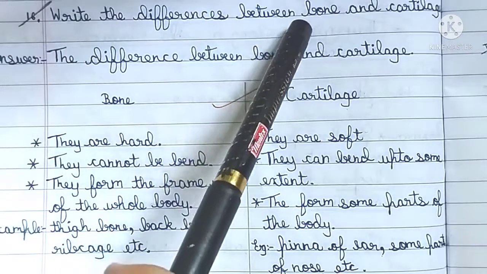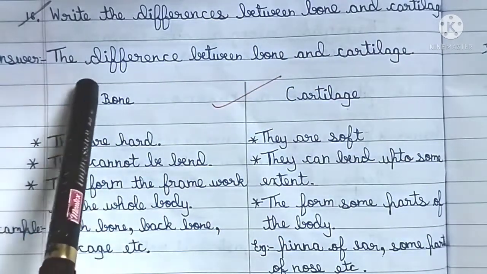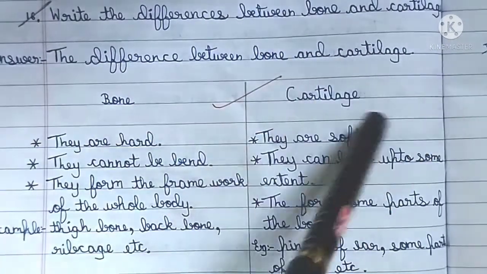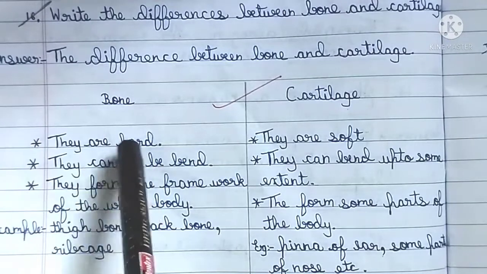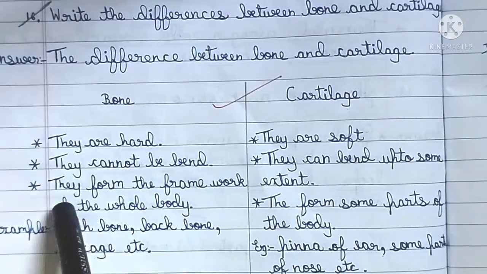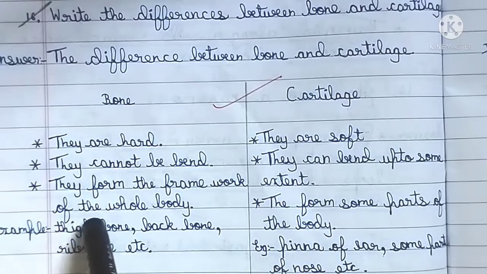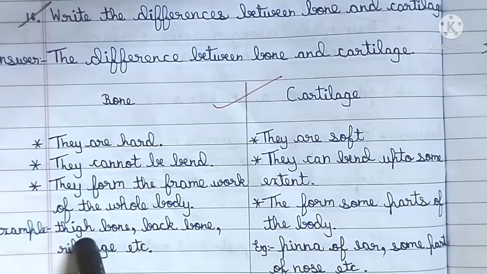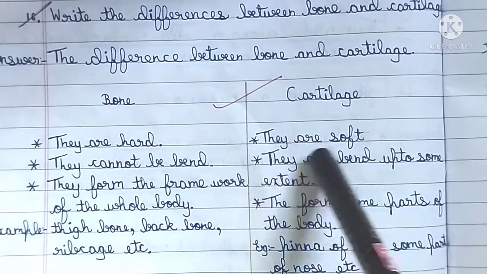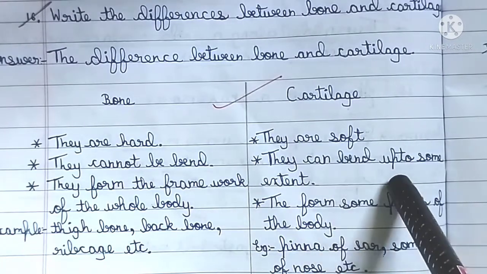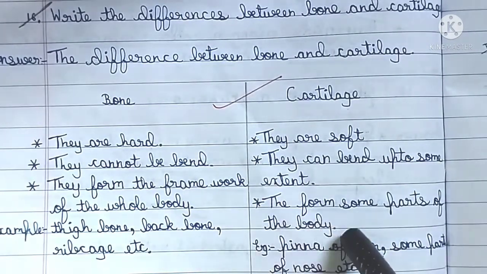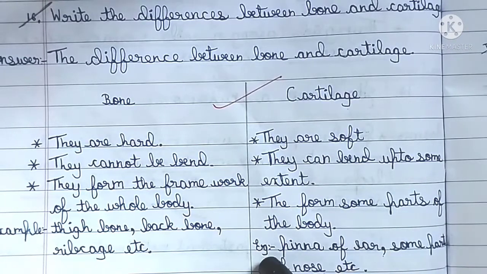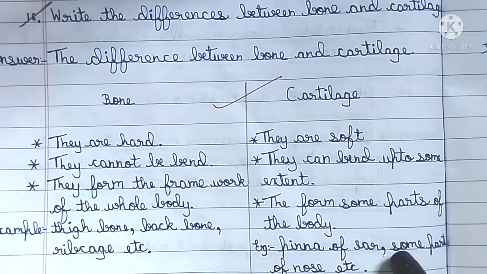Write the differences between bone and cartilage. Answer. Bone: they are hard, they cannot be bent, they form the framework of the whole body. Example, thigh bone, backbone, rib cage, etc. Cartilage: they are soft, they can bend up to some extent, they form some parts of the body. Example, pinna of ear, some part of nose, etc.